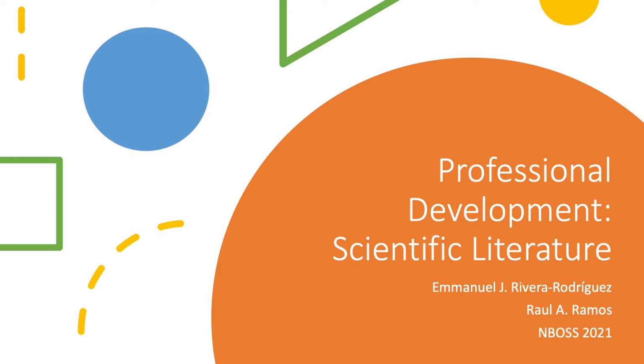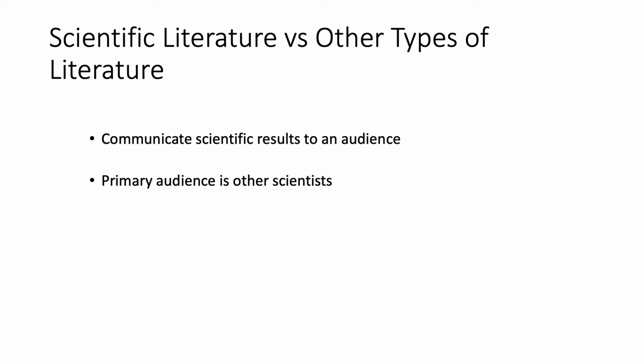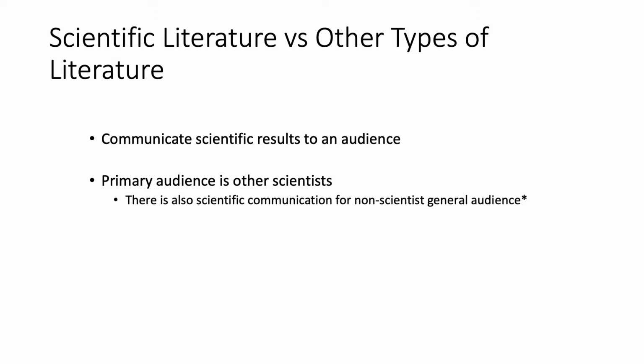This is Emmanuel Rivera talking, and today I want to tell you about scientific literature. Scientific literature is different to other types of literature, like let's say fictional or historical. The main purpose of scientific literature is to communicate novel scientific results to an audience. And most of the time, this will specifically be a scientific audience, even though there is the exception of science articles that are written for a general public.